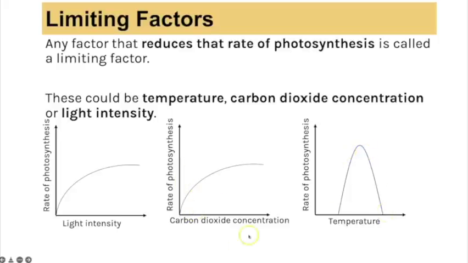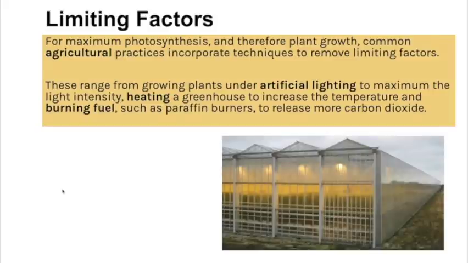Now the carbon dioxide, if you had to say why that limits, that is because it is a reactant in the Calvin cycle. Light intensity can limit the rate of reaction because light energy is needed in the light-dependent reactions for photolysis and photoionization. So for maximum photosynthesis, in agriculture, when they're growing crops, they need to consider how they can remove those limiting factors to maximise their profits.